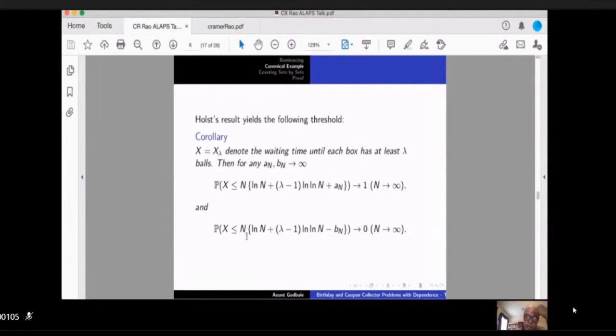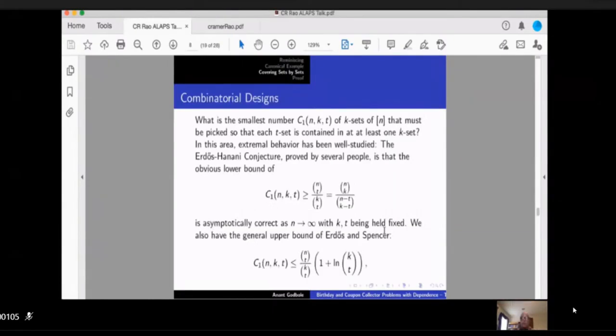Likewise, the chance that X is less than n log n plus n times lambda minus 1 times log log n minus b sub n, that's a smaller number. The chance that X is less than or equal to that approaches 0 as n goes to infinity.